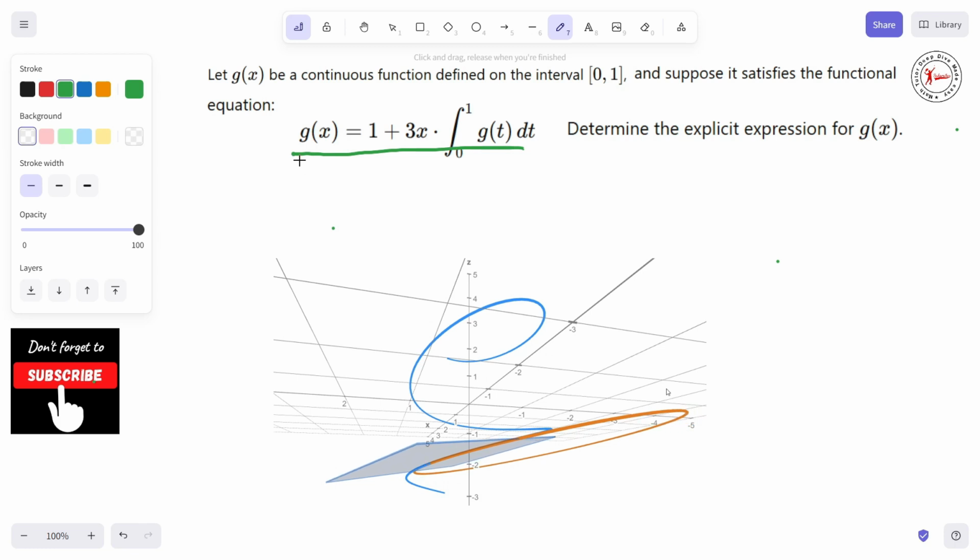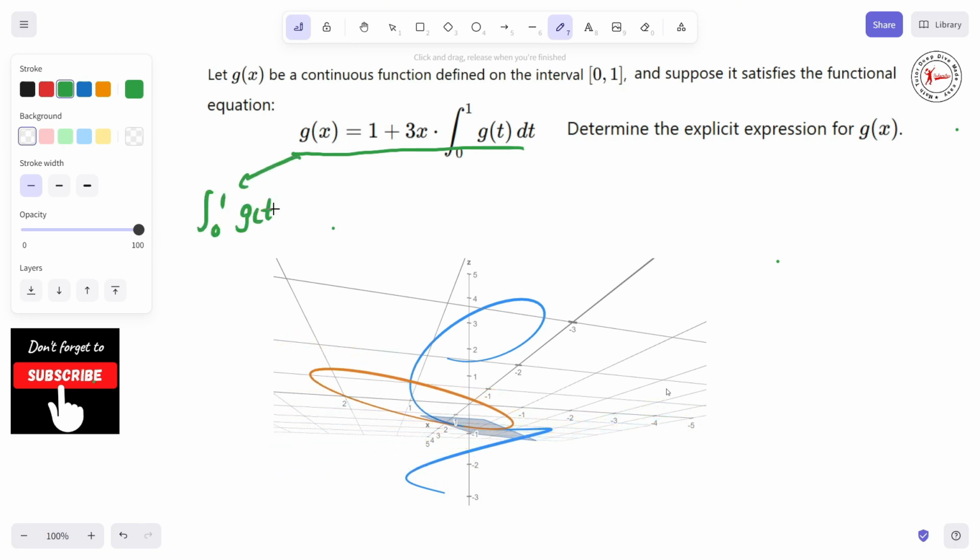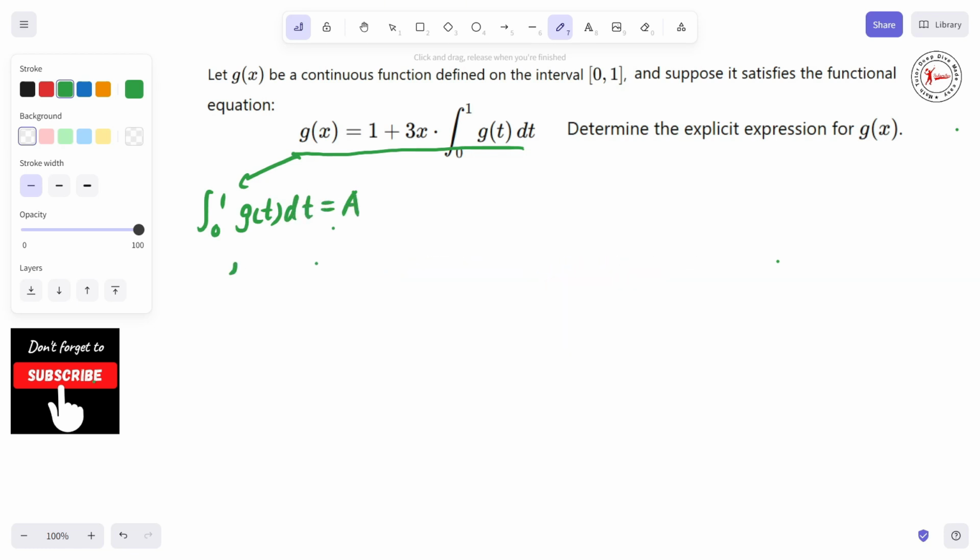So now we rewrite the function like this. g of x equals 1 plus 3 times capital A times x. Pretty simple so far. Next step is to find the value of capital A. To find capital A, we just integrate both sides. That means we substitute our new expression for g of x back into the integral from 0 to 1. So capital A equals the integral from 0 to 1 of g of t, which becomes the integral from 0 to 1 of 1 plus 3 times capital A times t.